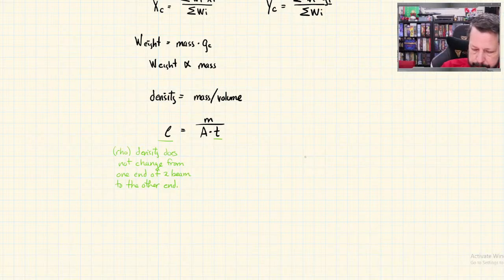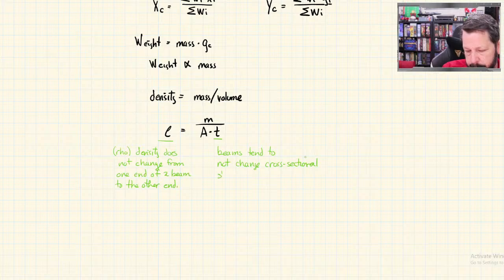So beams tend to not change shape, or cross-sectional shape, from one end to the other. They can, but that's not what we're talking about.